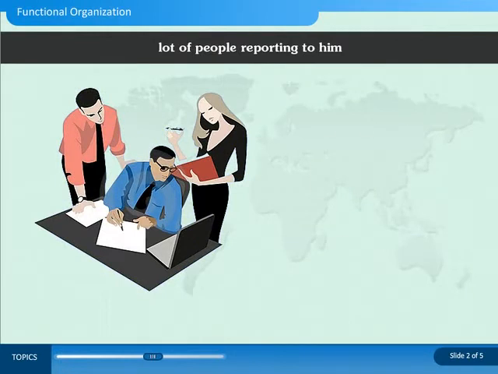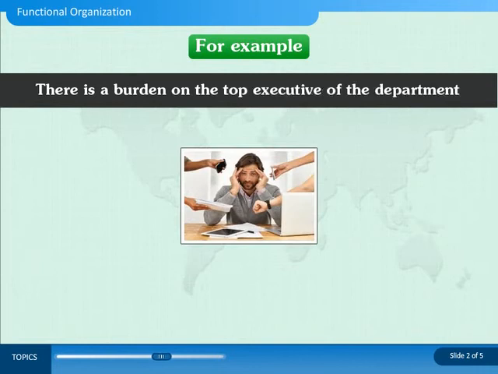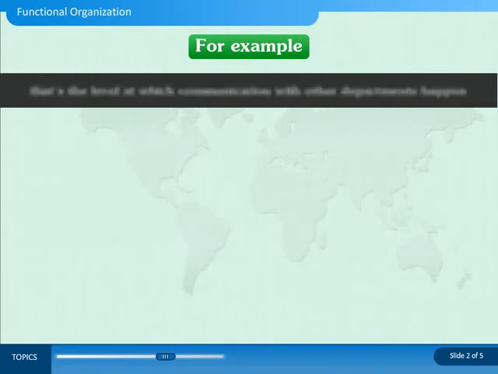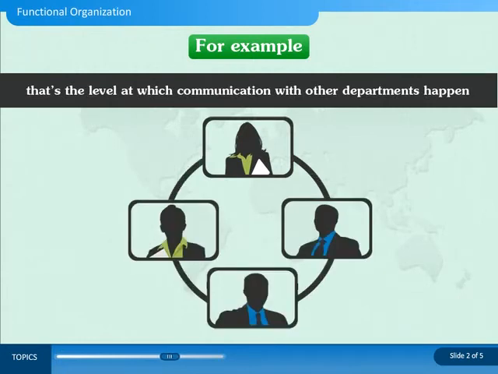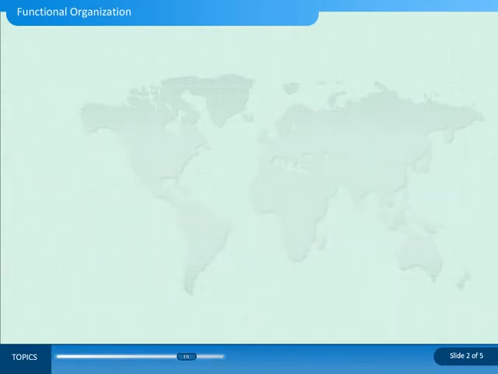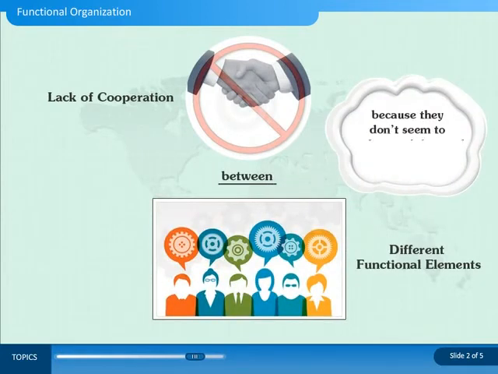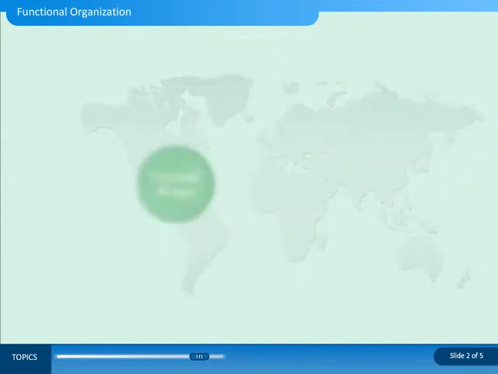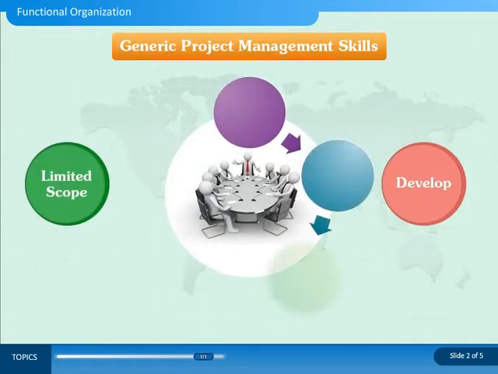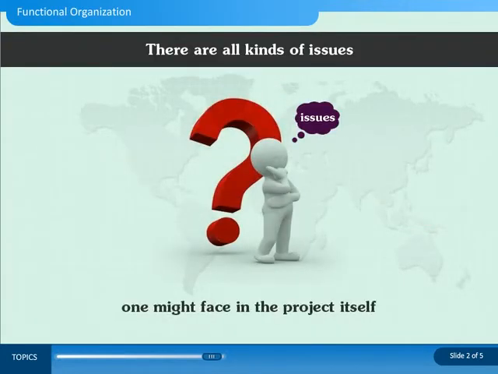However, there are quite a few disadvantages as well. For example, there's a burden on the top executive of the department to coordinate with others, because that's the level at which communication with other departments happens. Now, a tendency to have too much specialization often leads to parochialism. That's seeing yourself as superior and outsiders as inferior. There's also sometimes lack of cooperation between different functional elements because they don't seem to understand the need to cooperate. There's limited scope to develop generic project management skills, and because of that, there are all kinds of issues that one might face in the project itself.